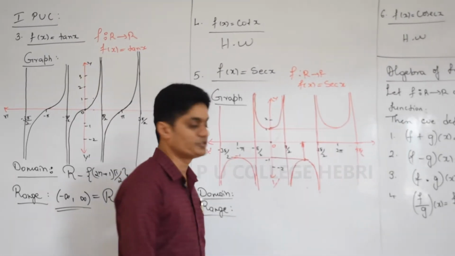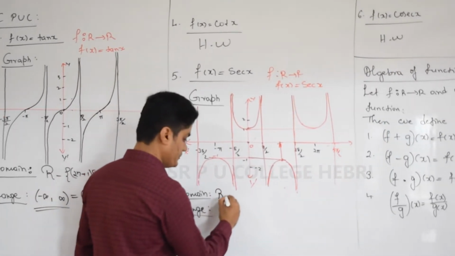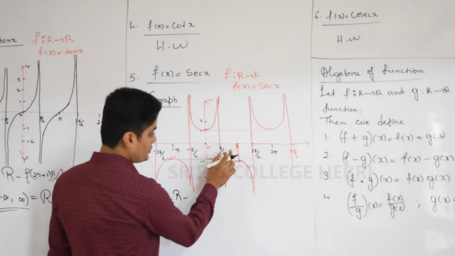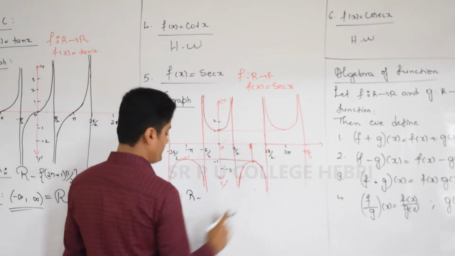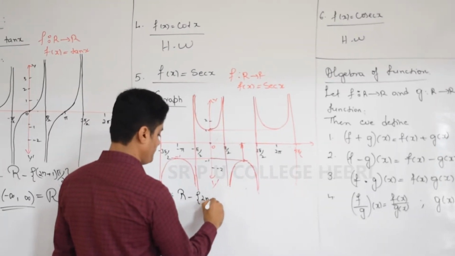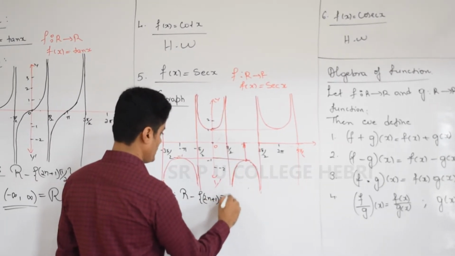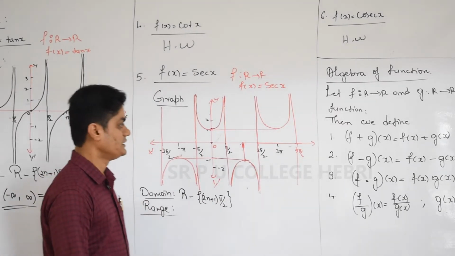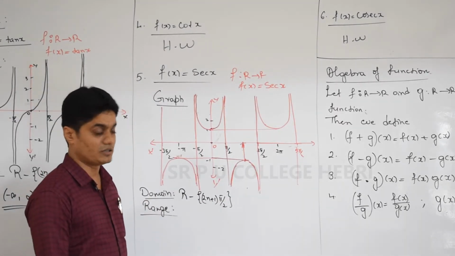Are all the outputs allowed? Yes, every real number? Is everything allowed? Observe carefully: pi by 2, 3 pi by 2, 5 pi by 2. Again, odd multiples of pi by 2 are removed. At every odd multiple of pi by 2 the function does not exist. Which one does not exist? The input is not allowed, or the output does not exist.